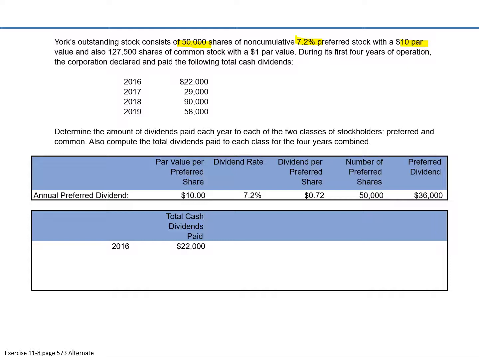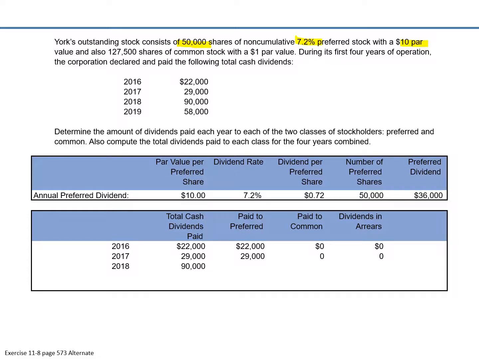So in 2016, we paid $22,000 of dividends. We're supposed to be paying our preferred 36 every year, so all 22 goes to preferred and 0 to common. No dividends in arrears because it's non-cumulative. In 2017, we paid $29,000. All 29 is going to go to our preferred, 0 to our common, and our dividends in arrears is going to be 0 because it's non-cumulative.